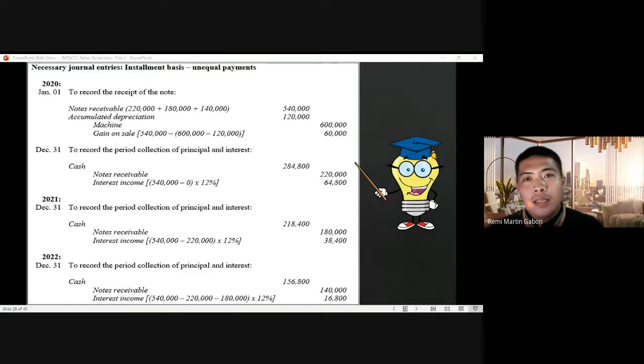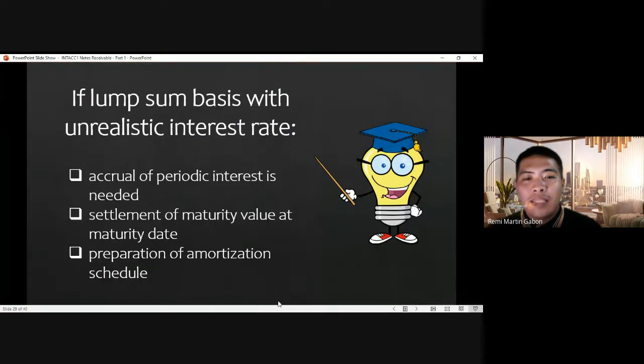Okay. So actually, that ends the basic application of lump sum basis, installment basis, tsaka ng accrual of interest, at tsaka ng compounding and uncompounding, or simple interest. Meron akong bonus na problems. Bonus sample problems. Those that involve unrealistic interest rate.